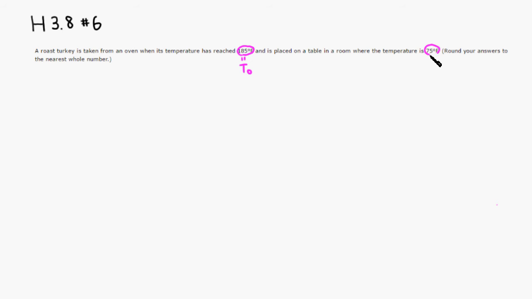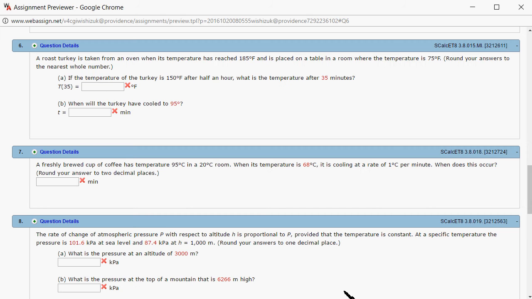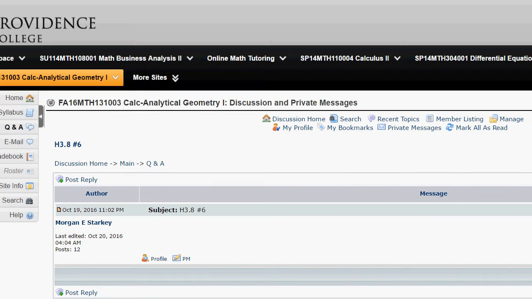So this is going to be the temperature of the surroundings, T sub S. And then we want to find the temperature of the turkey after 35 minutes. So let's do that.